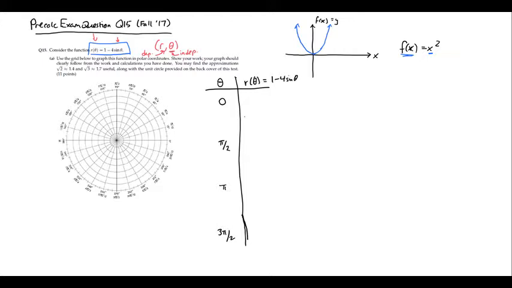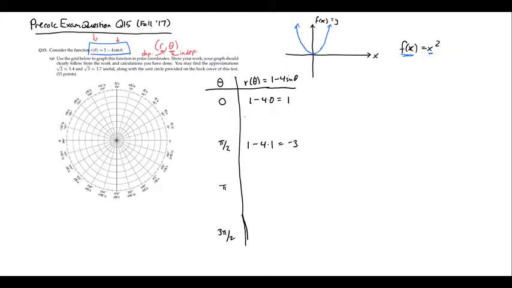So at this point it's kind of a test to see whether you can quickly calculate values of sine theta. Now you have a unit circle handout on one of the pages of your test, so you should be able to retrieve the correct values. But when theta is 0, 1 minus 4 sine of theta is 1 minus 4 times 0, and that's 1. When theta is pi over 2, I get 1 minus 4 times, let's see, sine of pi over 2 is 1, so I get negative 3.